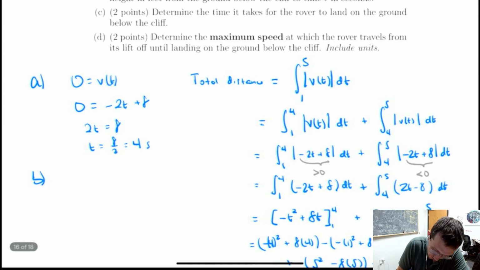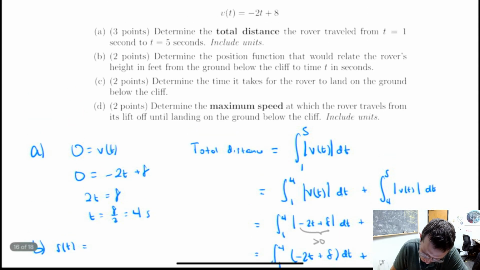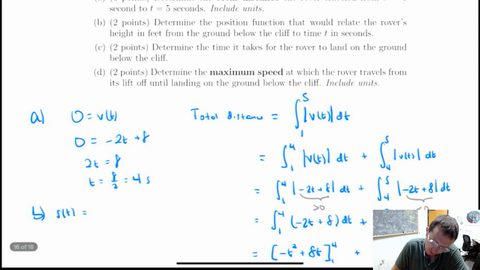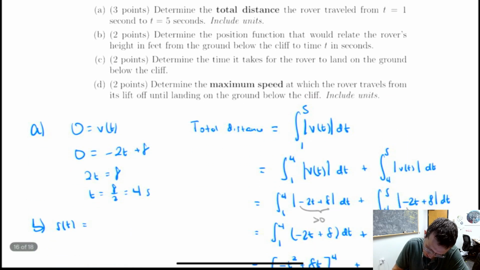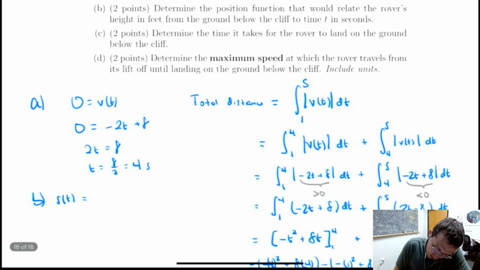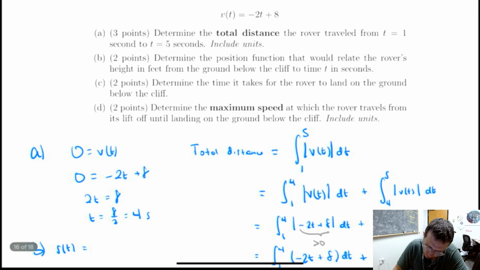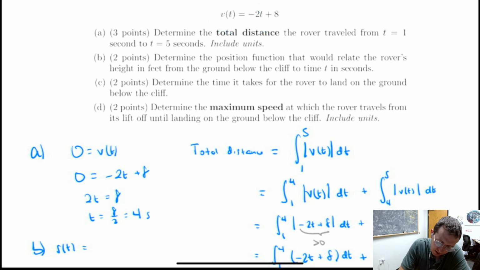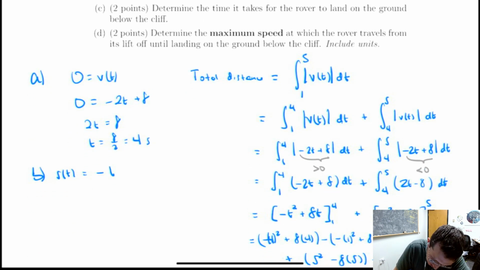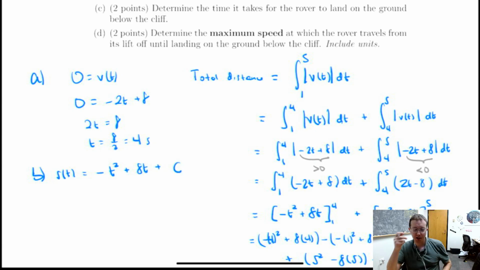So position, which I'm going to call S of t, is an antiderivative of velocity. Velocity is minus 2t plus 8. So the position function is going to be minus t squared plus 8t plus some constant. It's an antiderivative, but I could throw on any constant here and still have an antiderivative.